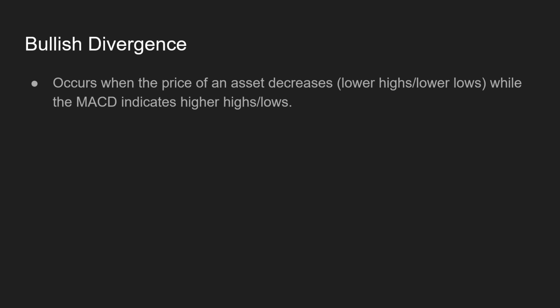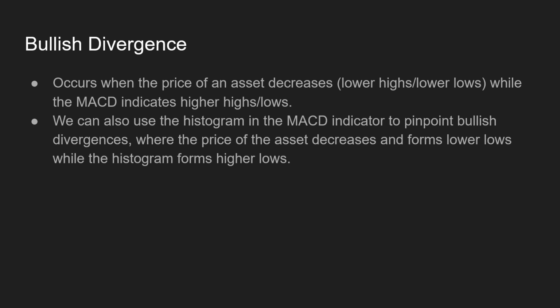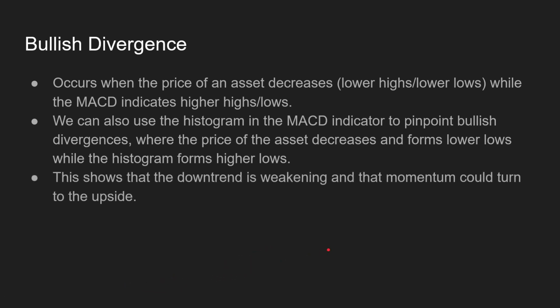On the flip side, we have the bullish divergence. So this occurs when the price of an asset decreases, lower highs, lower lows, while the MACD indicates higher highs and higher lows. We can also use the histogram in addition to the MACD line to pinpoint those bullish divergences. Price is coming down, forming a low and then a lower low, where the histogram forms higher lows. Same thing with the MACD line from here to here. And this generally indicates that the downtrend is weakening and momentum could reverse to the upside.